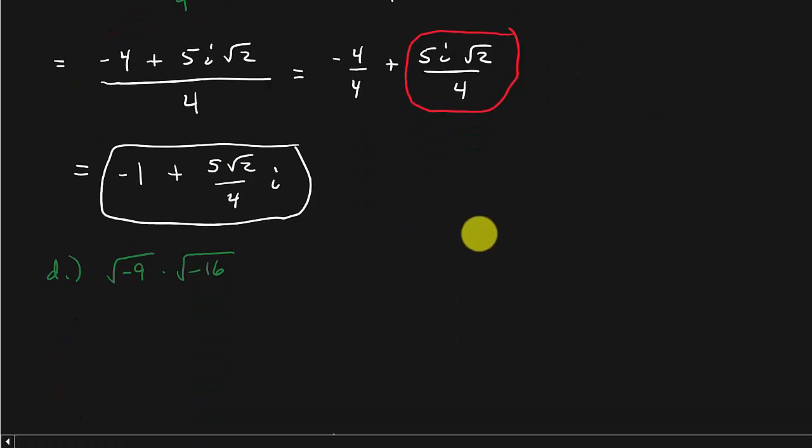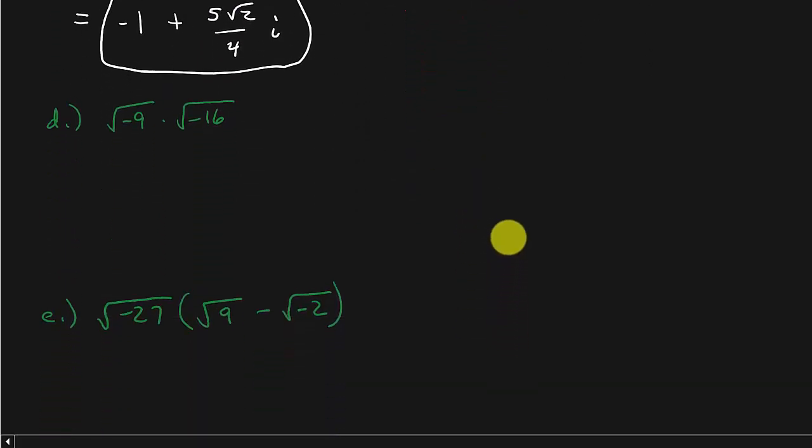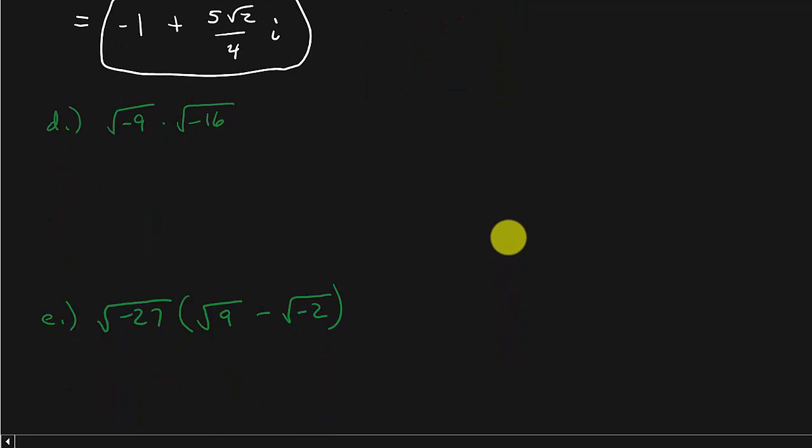All right. So now let's look at this. We got two more, this one and this one. If you're still watching the video, don't stop now. Just go ahead and you can make it through the rest of it. Okay. All right, square root of negative 9 times square root of negative 16.